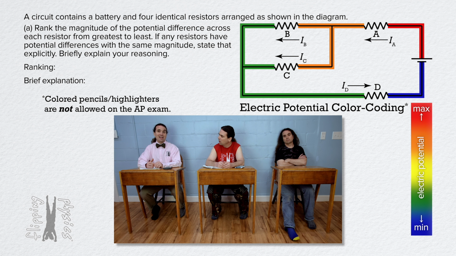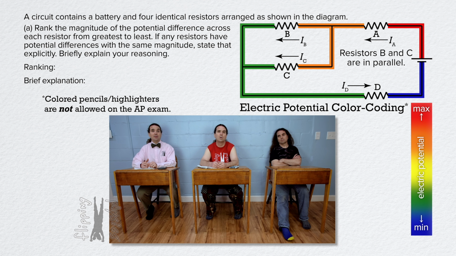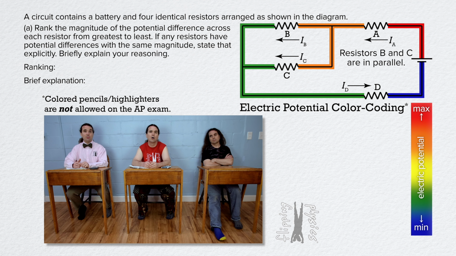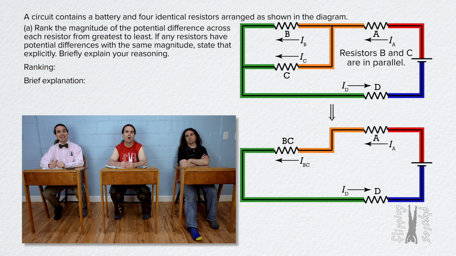And now we can tell the electric potential differences across B and C are the same. They both go from orange to green, so B and C are in parallel. We can replace resistors B and C with an equivalent resistor BC. And now we can more easily see that resistors A, D, and equivalent resistor BC are all in series.